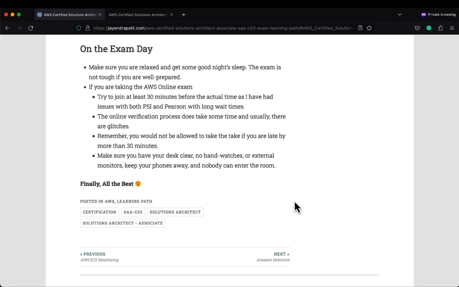Also, I prefer to use passport for my identification. Make sure your desk is clear, you're not wearing any wristwatches, phones are away, and nobody can enter the room. Remember, you cannot take the test if you turn up for the test over 30 minutes after the test time.